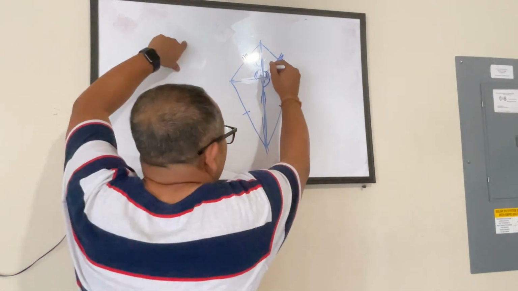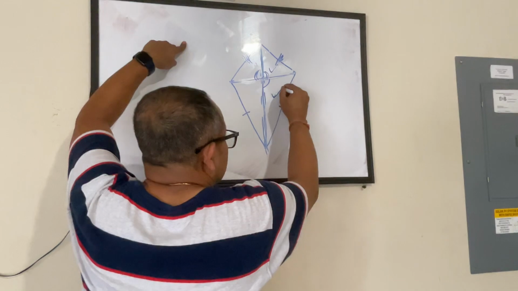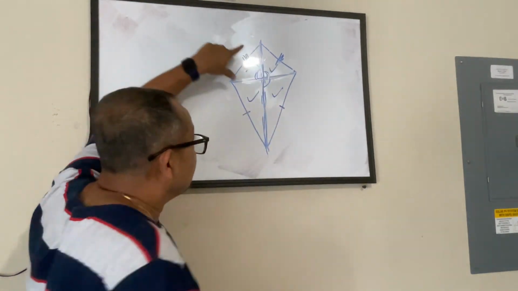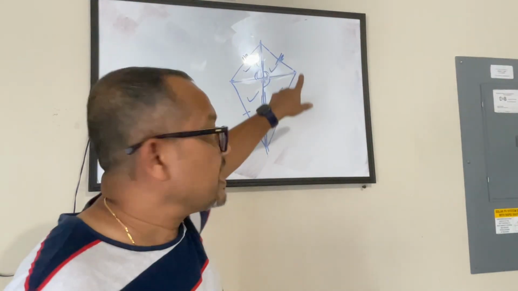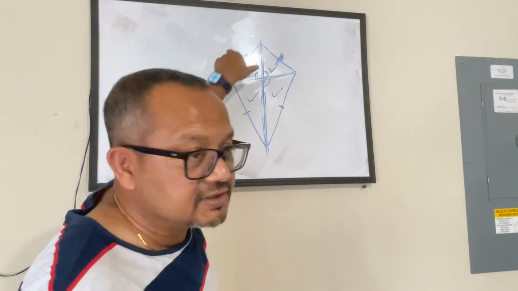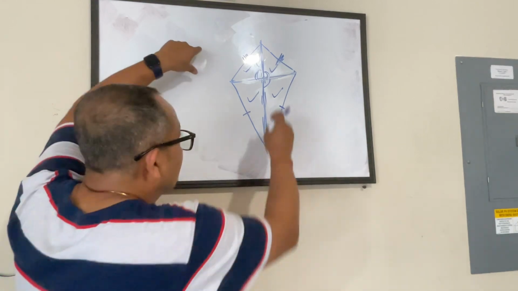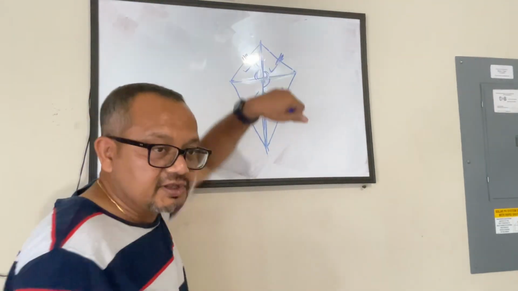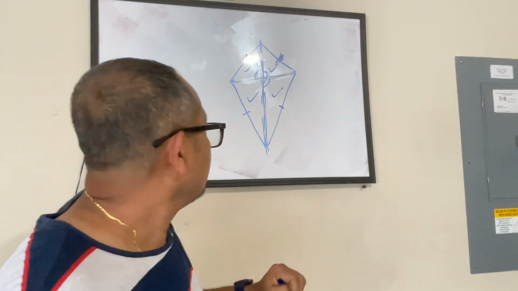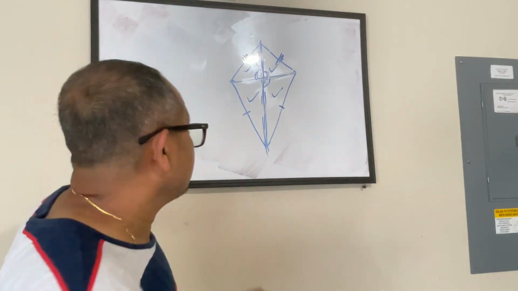Now you have one triangle, second triangle, third triangle, fourth triangle. These four are right angle triangles. And to find out the area of this kite, you have to find out the area of these four triangles and add them together. That will be your way to find out the area of a kite.